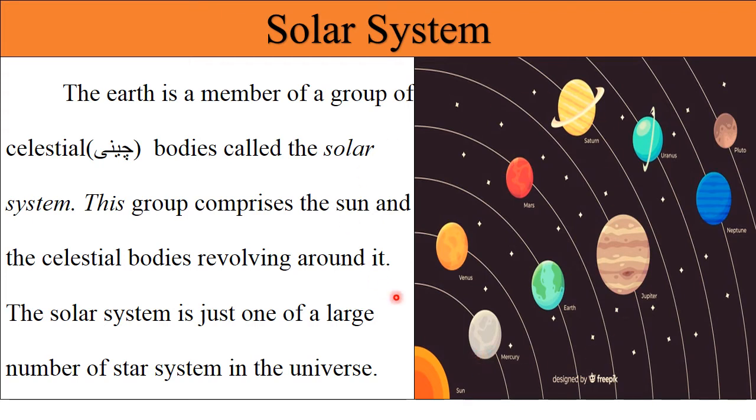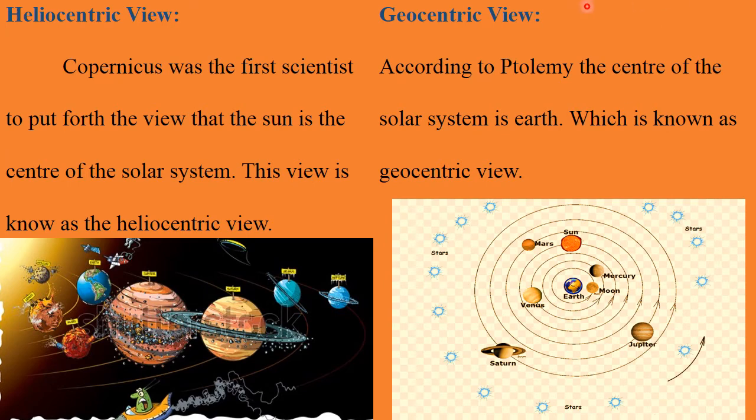First of all, we see some detail about the sun. There are two basic concepts about the center of the solar system. One is called heliocentric and one is called geocentric. Heliocentric means the view according to which the center of the solar system is the sun, and geocentric means according to this view the center of the solar system is the earth.